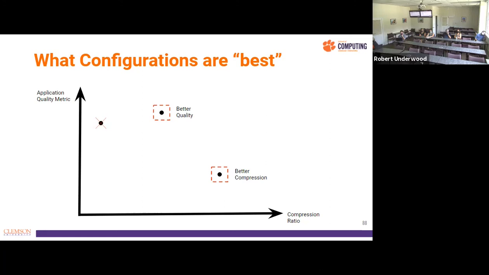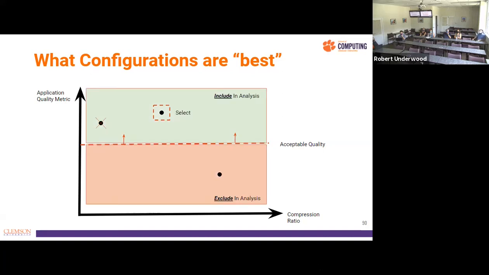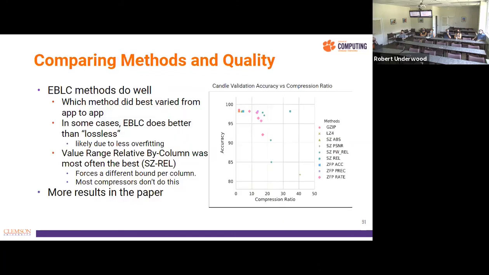Now, what I haven't told you yet is that most applications have some notion of an acceptable quality bound, some quality below which they will not accept the result. This allows us to bifurcate our search space into points to include in our analysis and points to exclude. Therefore, we would probably select the point in the center as the configuration to use for this application. When we apply these to a variety of machine learning and artificial intelligence applications, we see this trade-off that exists between the points.